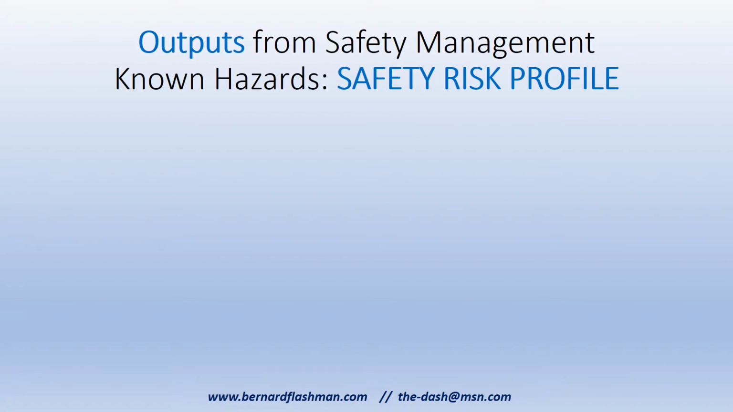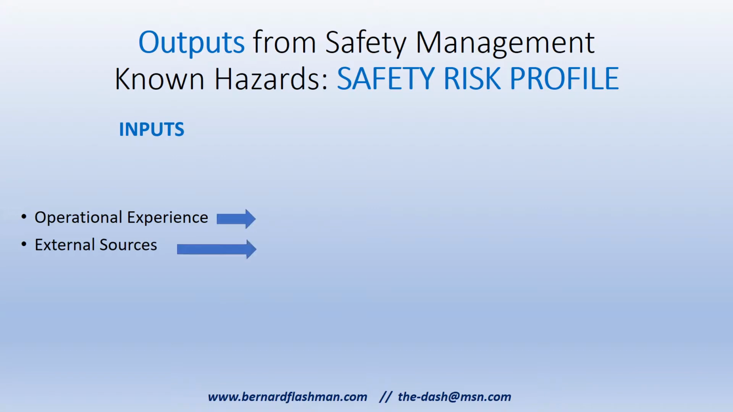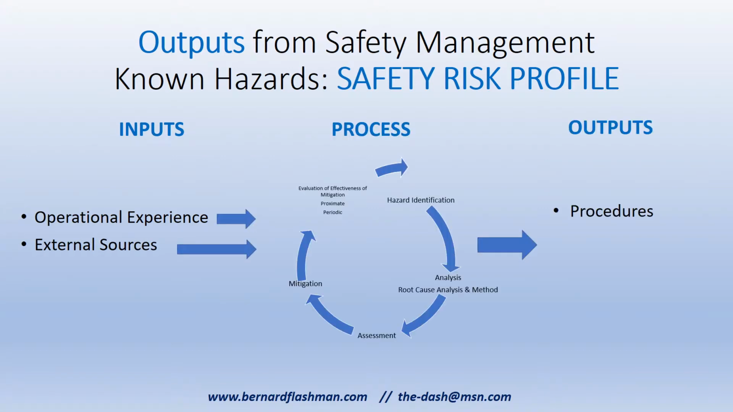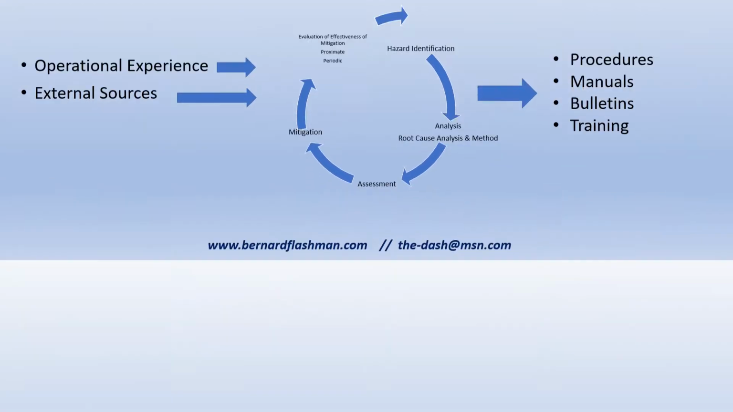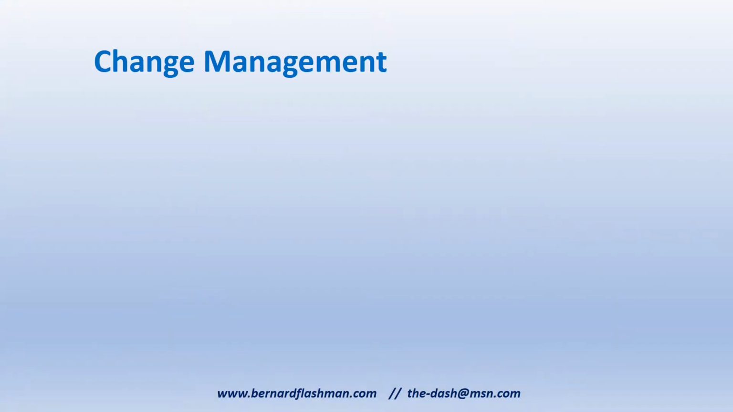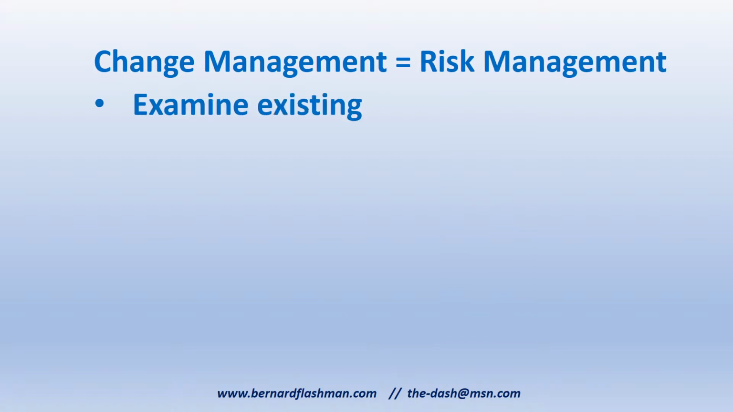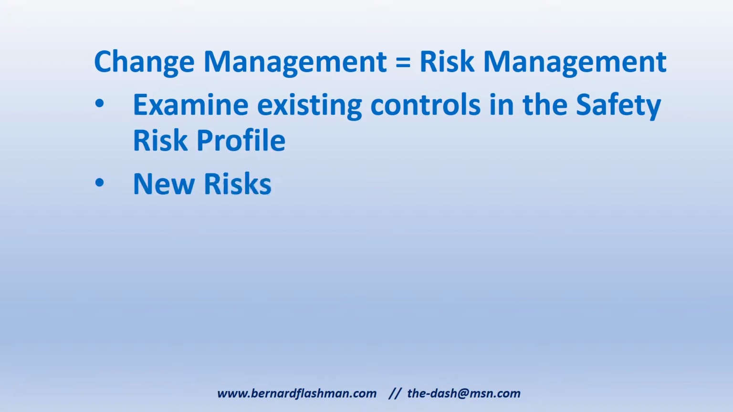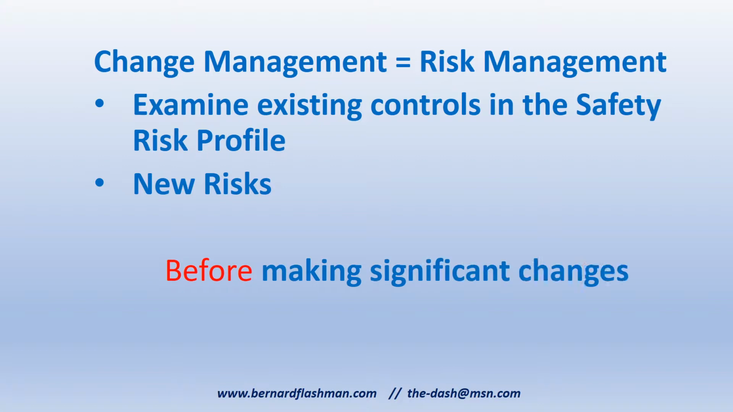In our previous videos, we have discussed the safety risk profile, which is a list of known hazards and controls. When a major change occurs, we will need to review the safety risk profile to ensure that controls are still effective, and also identify new risks that may be associated with the change before proceeding with the change.